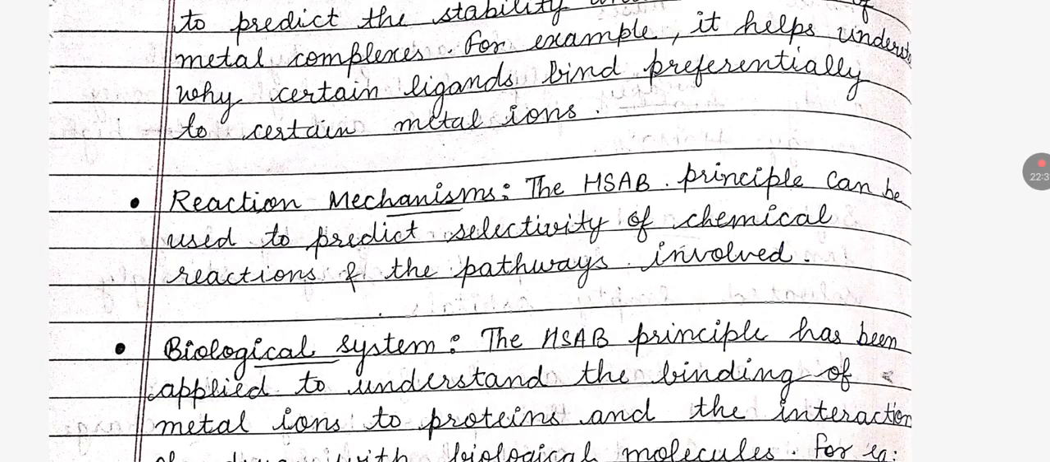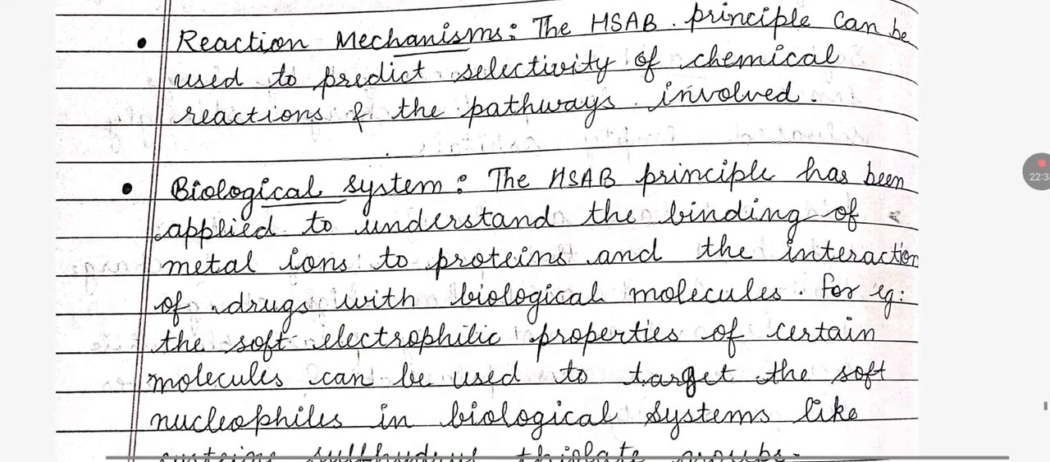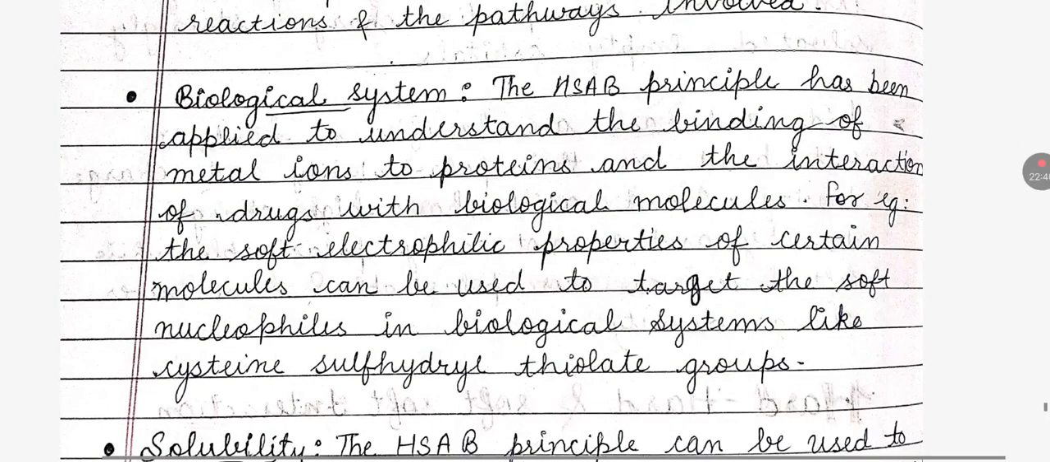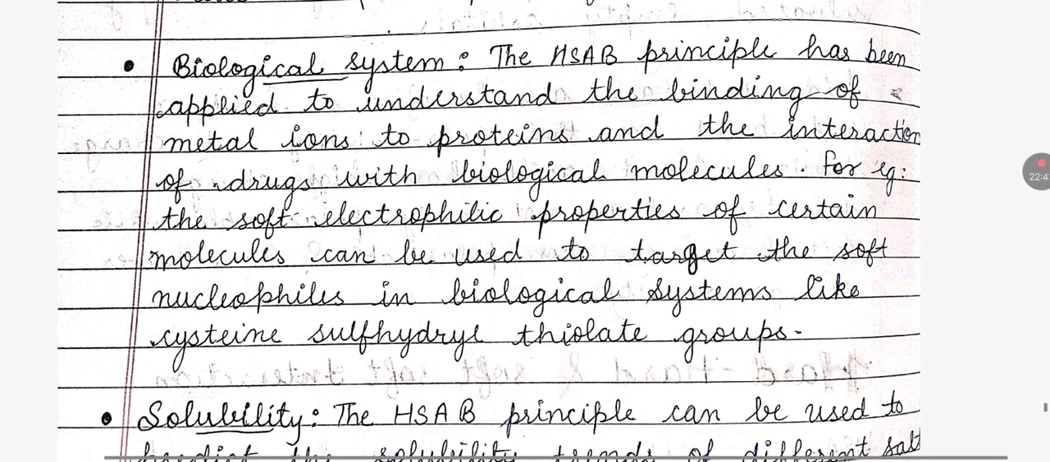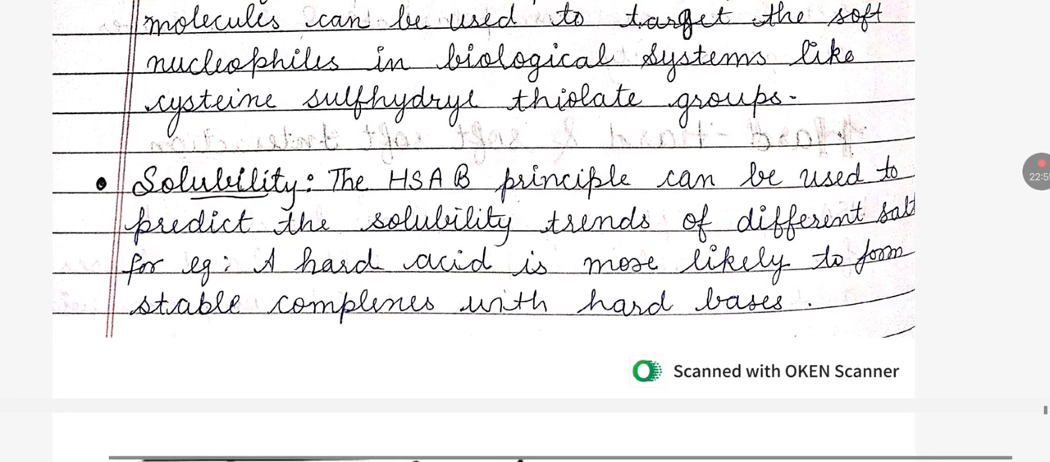Reaction mechanism. The HSAB principle can be used to predict selectivity, reactivity of chemical reactions and the pathways involved. Biological systems. The HSAB principle has been applied to understand the binding of metal ions to proteins and the interaction of drugs with biological molecules. Solubility. The HSAB principle can be used to predict the solubility trends of different salts.